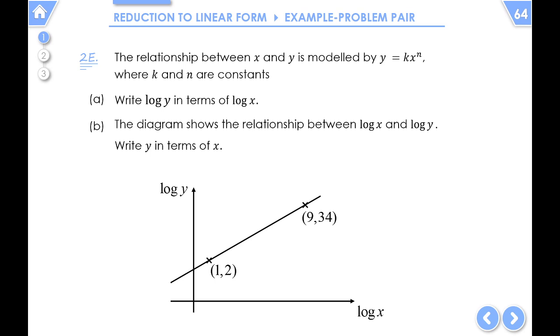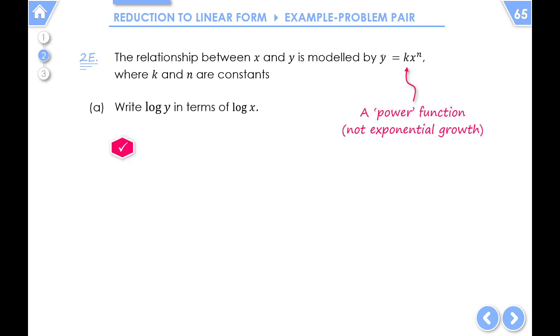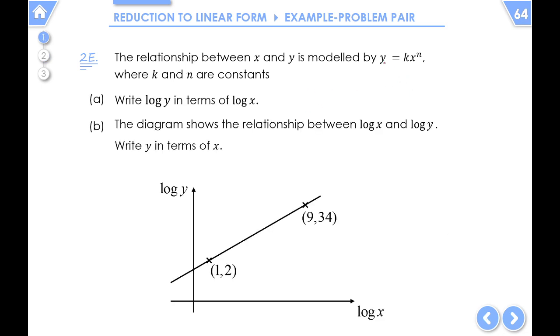Okay, so we're told that the relationship between x and y is modelled by this equation up here. Oh, sorry, I've skipped ahead. It's modelled by y equals kx to the power of n. Now, this may at first glance look the same as what you did before. It's k times something to a power. But what you need to notice is this is not exponential growth in this one.